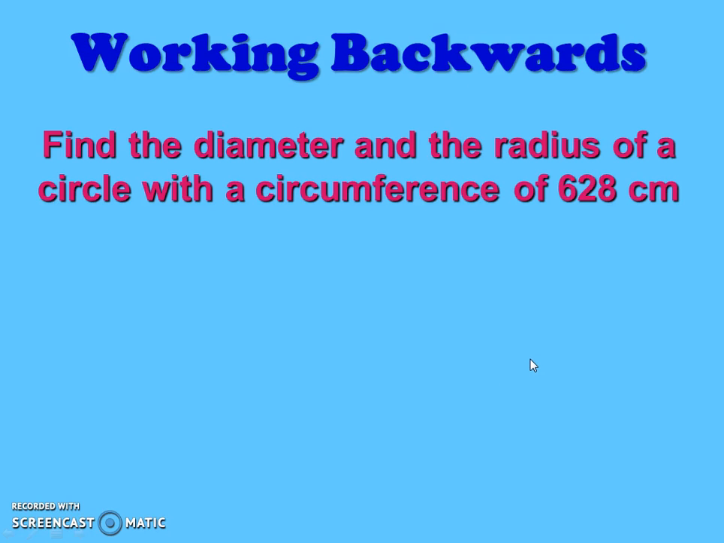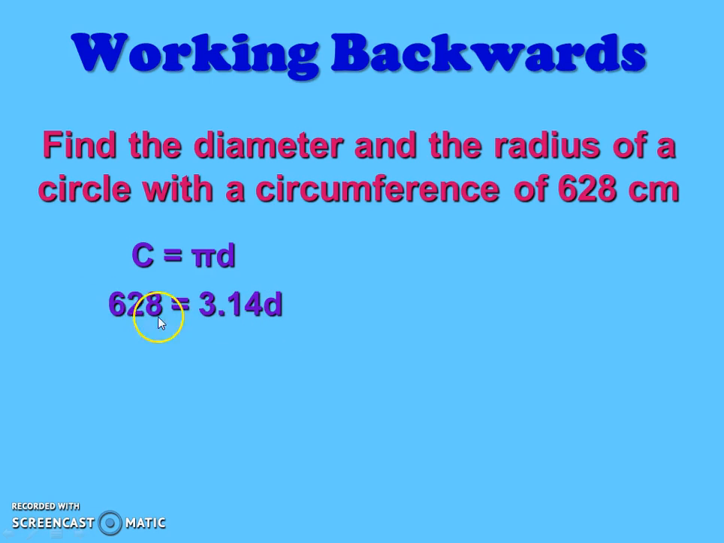Okay, so that's the basics. Now let's see if we can work backwards. So I want to find the diameter and the radius of a circle that has a circumference of 628 centimeters. Okay, so the first thing I'm going to find is the diameter. I know that the formula tells me circumference is equal to pi times the diameter. So if the circumference is 628 centimeters, I can plug that in on the left side here for C. I also know pi is 3.14.